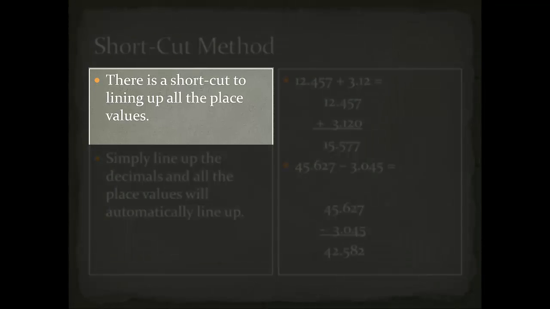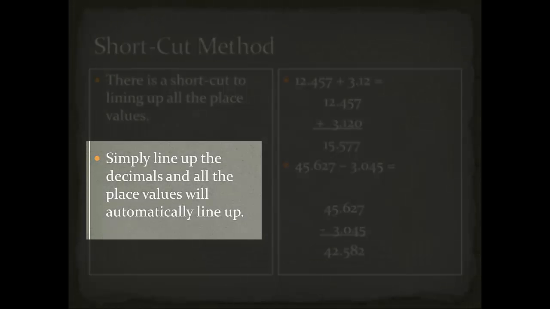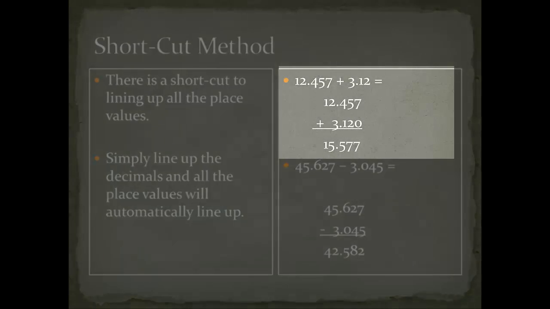Fortunately for us, there's a shortcut to decimal addition and subtraction. All we have to do, rather than lining all the place values up, is we can simply line up the decimals, and then all the place values will automatically line up for us. So anytime we have addition or subtraction of decimals, make sure that you line the decimals up. If you do that, you'll notice that all your place values have automatically lined up for you. Let's look at a few examples.